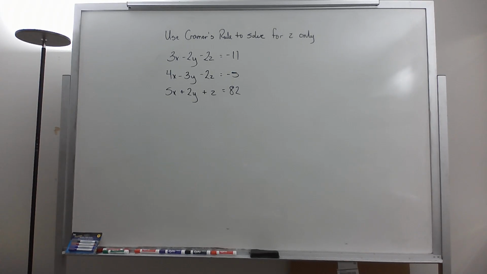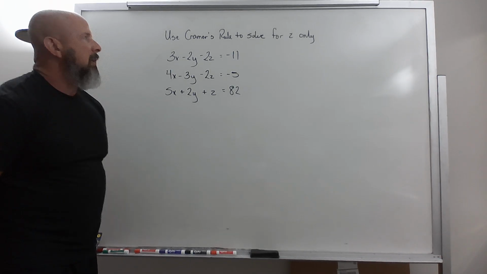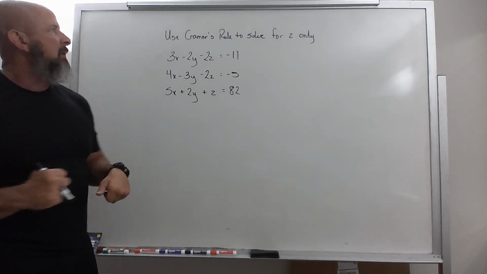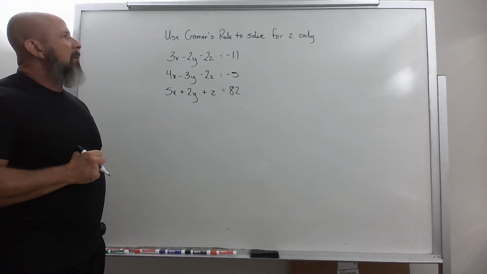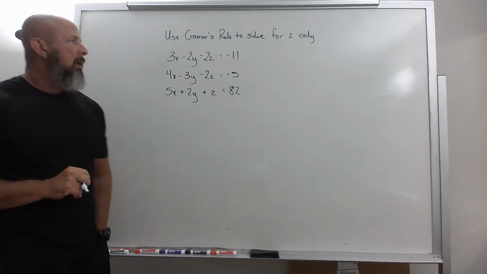All right, this time I've got a 3x3 system, 3 equations, 3 unknowns. And I changed the directions a little bit. Instead of solving the entire system, I said, use Cramer's rule to solve for z only. So we're just going to solve for the variable z.